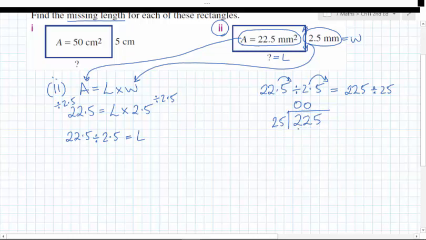So I know that 225 divided by 25 will be 9 times that it goes into it. If I go 9 times 25, that's 225. I take them away from one another and I end up with 0. So I know that it's going to go in 9 times, and therefore 9 is equal to my length, and so basically my question mark is equal to 9 millimeters, because that's the units of that side as well.